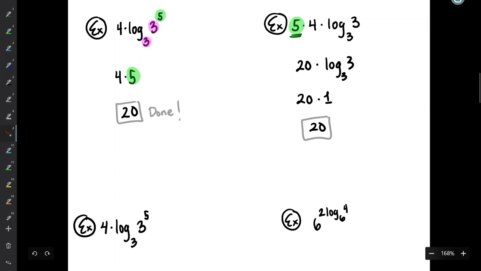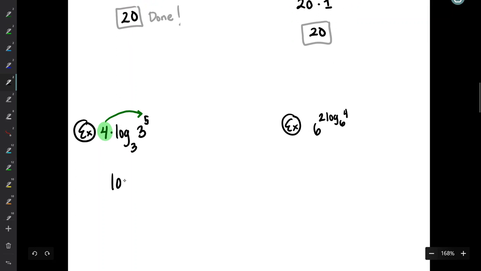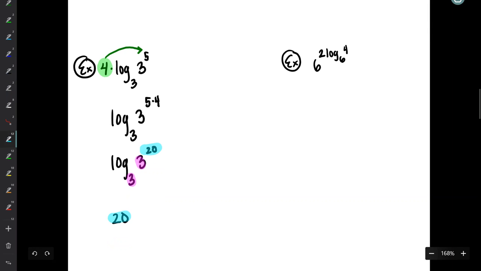We also could have taken this 4 as a constant multiple. I could go ahead and bring that 4 up, and let's simplify this. We'd have log base 3 of 3 to the 5 times 4. We'd have log base 3 of 3 to the 20th. Log base 3 takes in powers of 3 and spits out the exponent. We're getting the exact same answer on all of these.